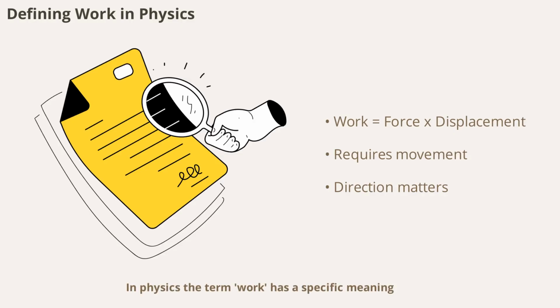In physics, the term work has a specific meaning. Work is done when a force acts on an object and causes it to move in the direction of the force. Mathematically, work is the product of the force applied and the displacement of the object in the direction of the force. If there's no movement, or if the force is perpendicular to the direction of movement, no work is done. This concept is foundational, as it links force and motion, setting the stage for understanding energy transformations.